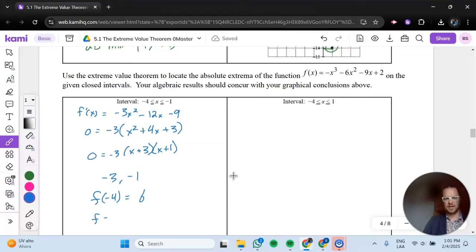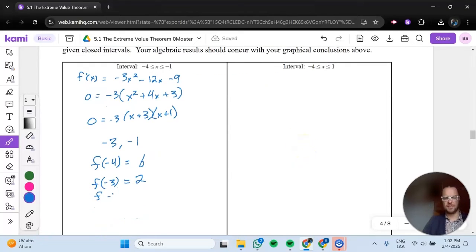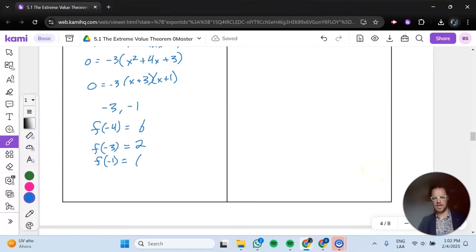Then I'm going to check f of -3, because that was our critical point. Same thing, we're going to put -3 into here. You're just turning all of your x's into -3s, and we get 2. And then our last one here is f of -1, partially because it's our critical point, but also because it's the endpoint. So when we look up here, you're going to put in -1 for each of those, and you're once again going to get 6.